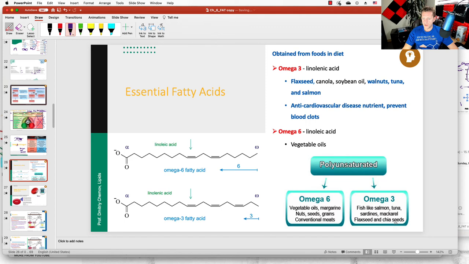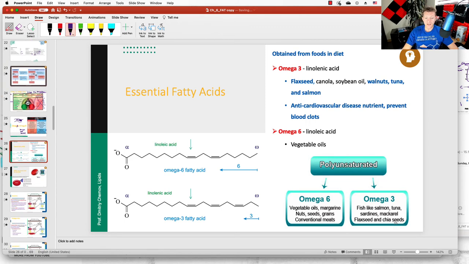This is just a repeat. You can look at this as well. On this side the omega is from the right. On the other images it was omega from the left. Not important.